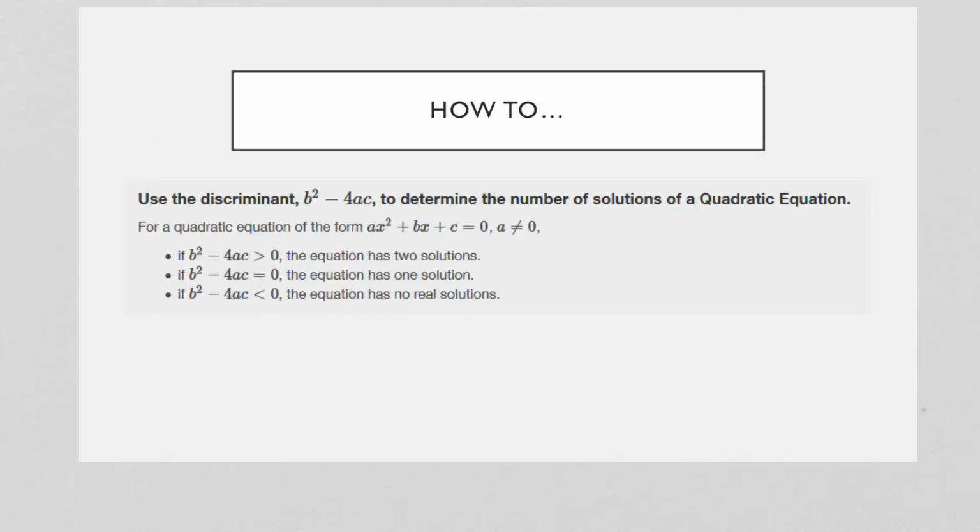All right, this page is just redefining what I said in that very last page. It's saying that if your discriminant is greater than 0, you have two solutions. If your discriminant is equal to 0, you have one solution. And if your discriminant is less than 0, or a negative number, it has no real solutions.